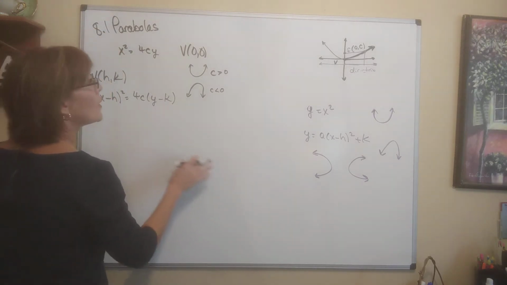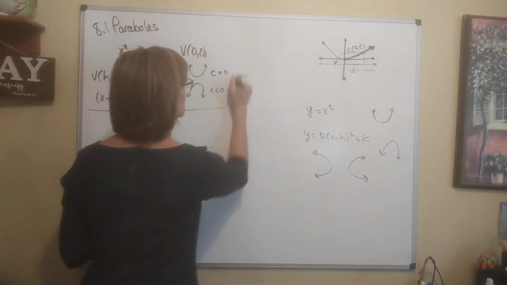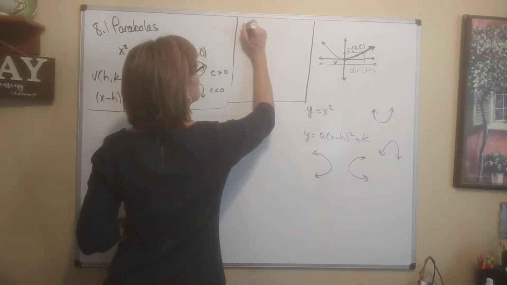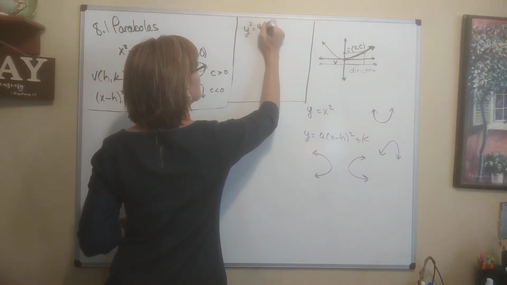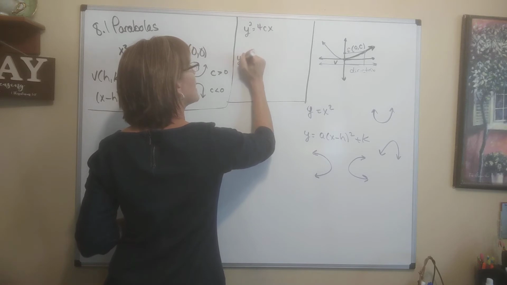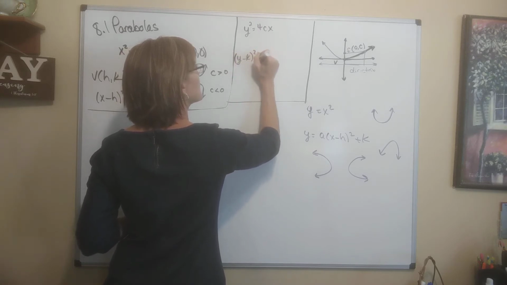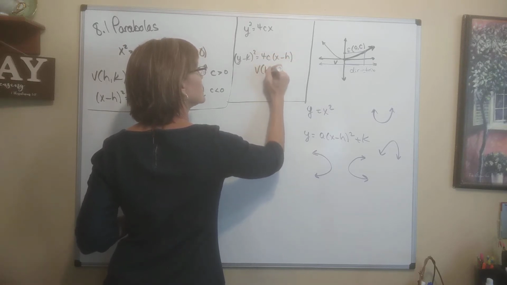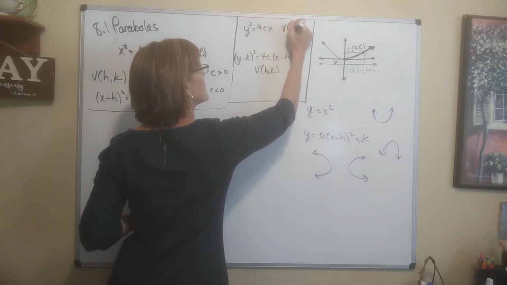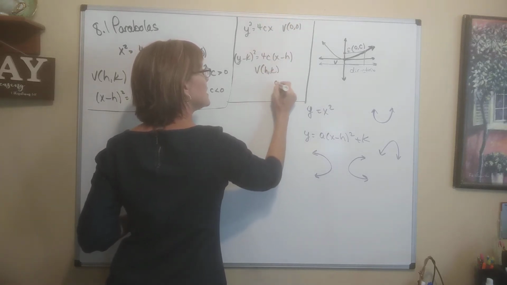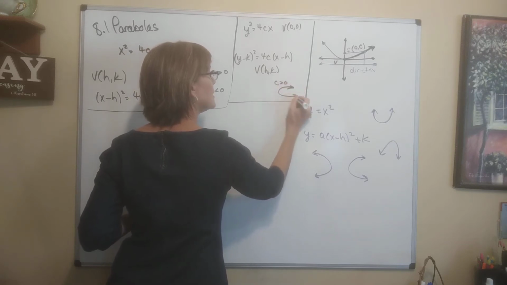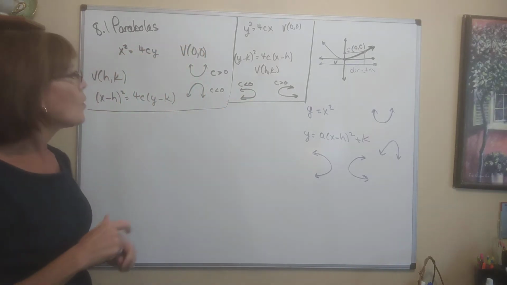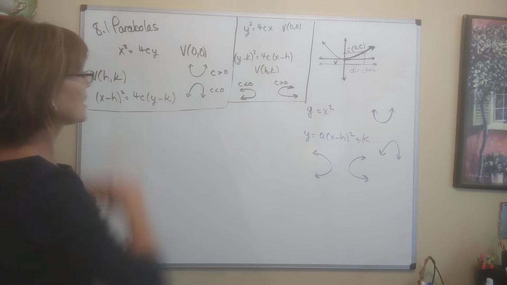Okay, so what about the case where it's sideways? That we haven't seen much before. This is the equation of that. Instead of x squared, we have y squared is equal to 4cx, or y minus k squared is equal to 4c times x minus h. Here the vertex is at h, k. Here the vertex is at 0, 0. In this case, if c is positive, it faces to the right. If c is negative, it faces to the left. Okay, so now those are the basic forms of our parabolas.